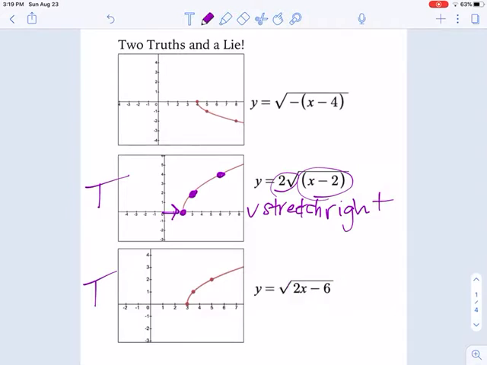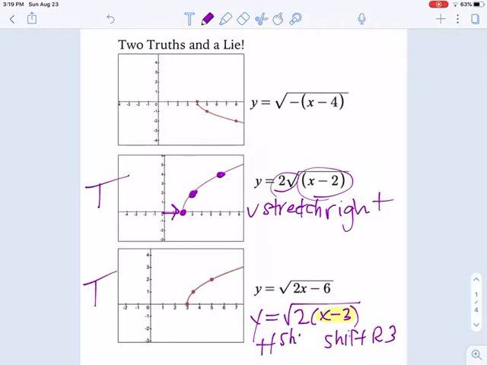Remember, if we have a shift and a stretch, or a shift and a reflection, or who knows, all 3 inside of our function, we do have to factor it out because they all affect each other. So when we factor out this 2, we're left with x minus 3. So this is really a shift right 3, and a horizontal shrink of 1/2.